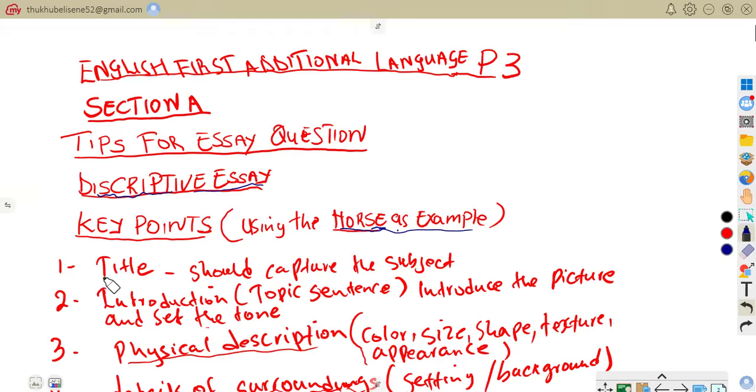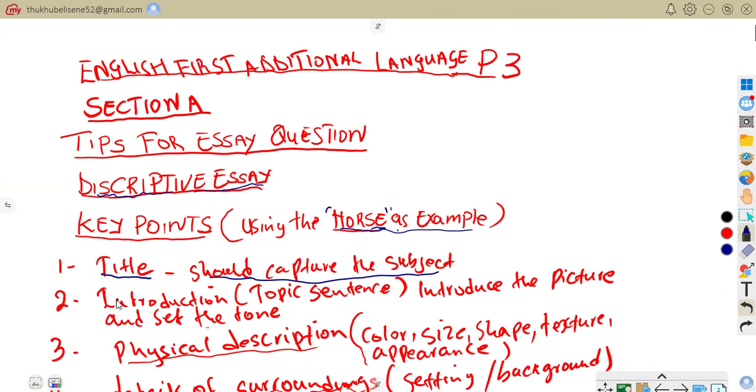So now we are going to talk about these key points. The first one is the title. Meaning this picture which we talked about, which is a horse, you are to give it a title, and that title should capture the subject.